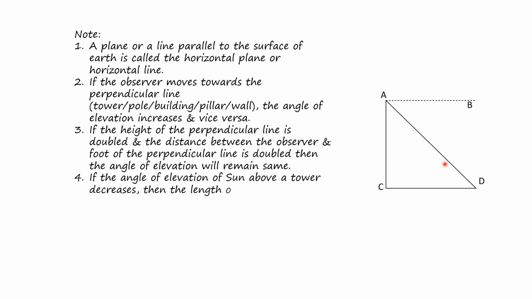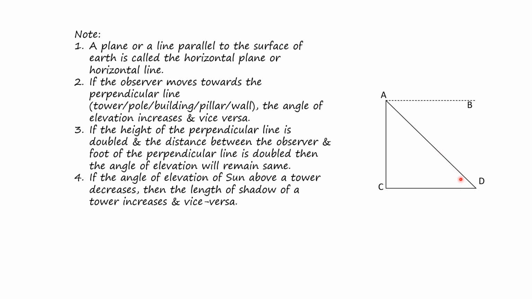If the angle of elevation of the sun above a tower decreases, then the length of the shadow of the tower increases and vice versa. Let's say AC is a tower and the sun is just near AC, the point A. So if AC is the tower, CD will represent its shadow. Let's say the observer is looking at the sun through the point D. So angle D represents the angle of elevation of the sun.